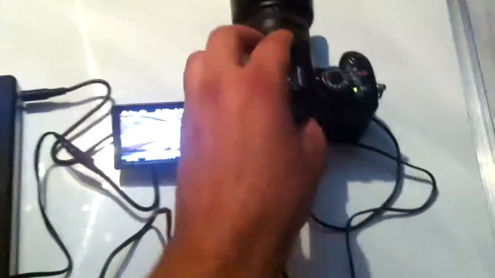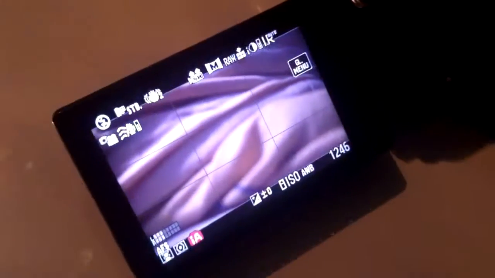So we power this baby up, and see, the cool thing about this battery is because it's not an original battery, you can't see the battery indicator, but you have the information here, so who cares? Yeah, we did it, Panasonic.